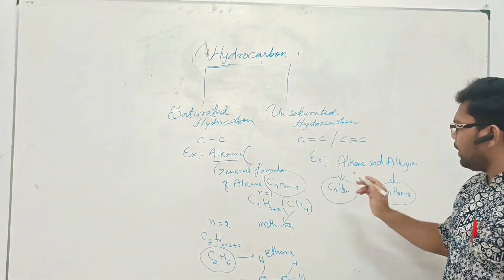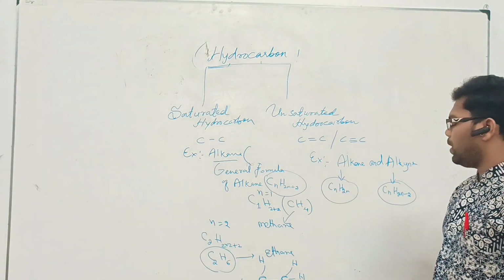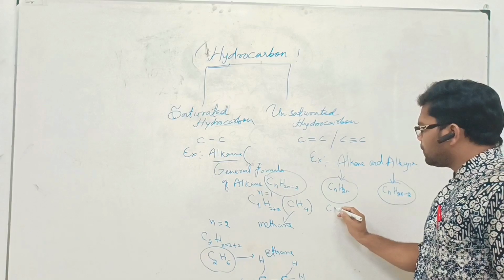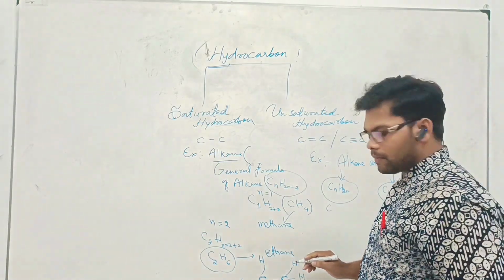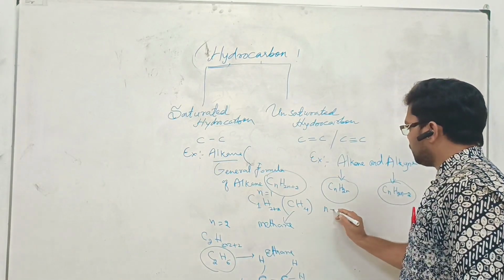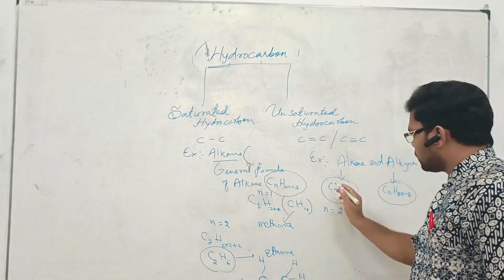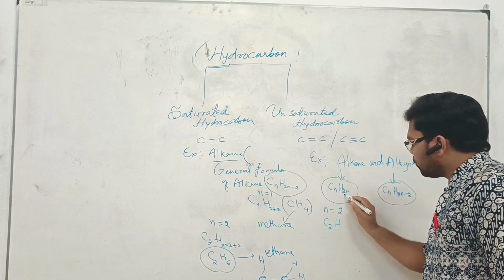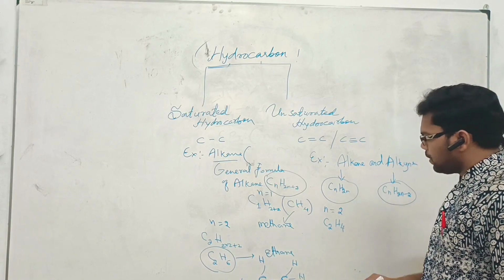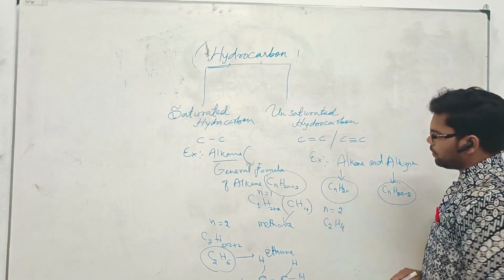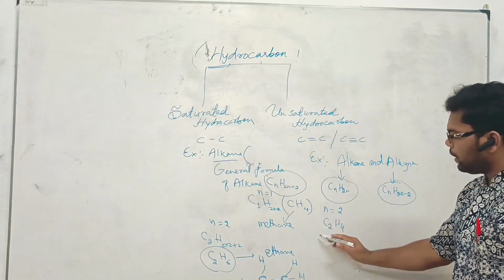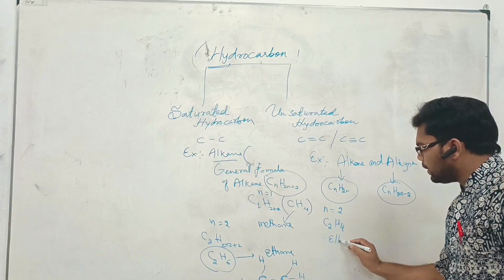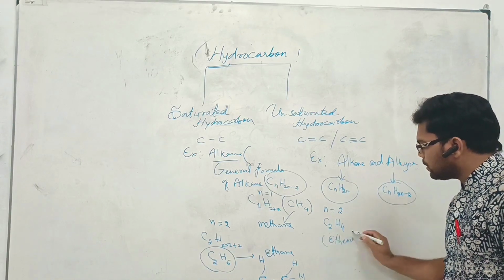So let's take an example of CnH2n. If you take, for example, n is equal to 2, this formula will become C2H, and 2 times 2 is 4. This compound formed is an alkene. The real name of this alkene is ethene. It is known as ethene.